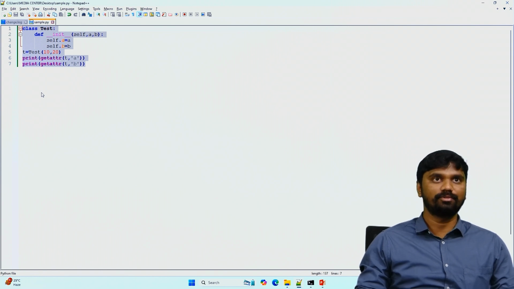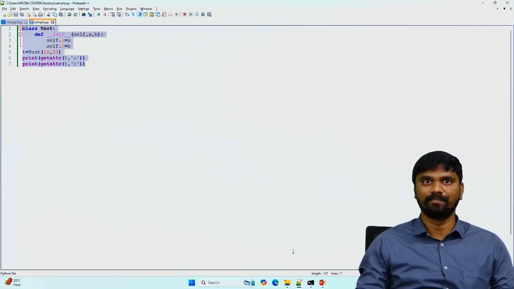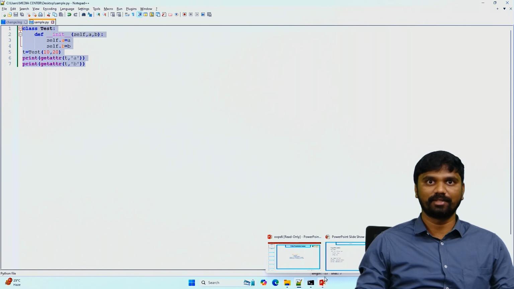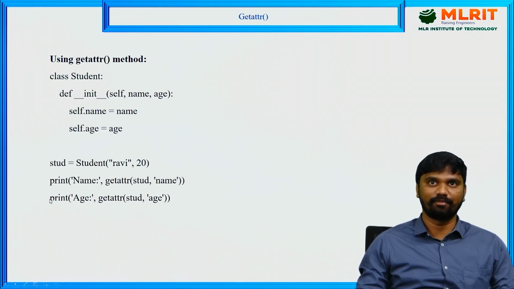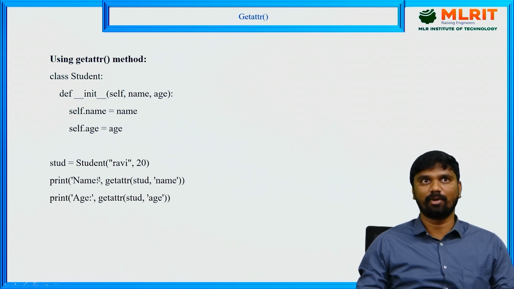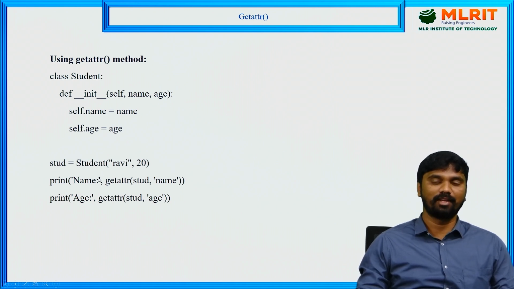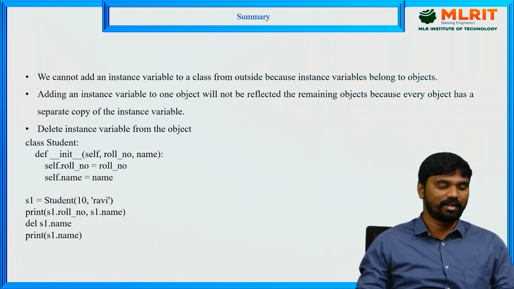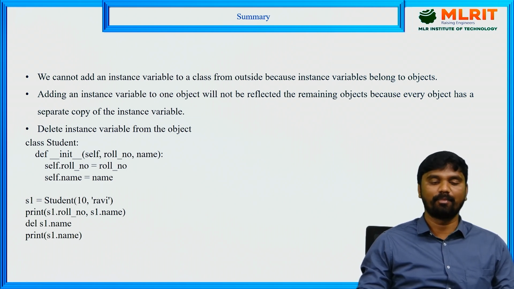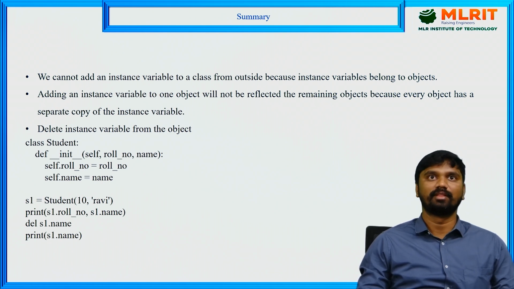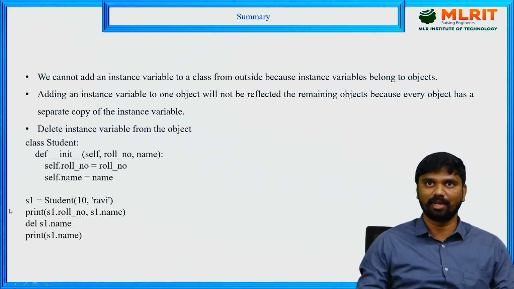So two ways we can access the instance variables. One is, if you want to access within the class, you can use the self keyword, or if you want to access outside of the class, you can use the object reference variable. And another way is the getattr method. Finally, we cannot add an instance variable to a class from outside, because instance variables belong to an object.